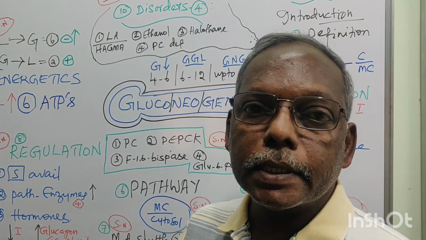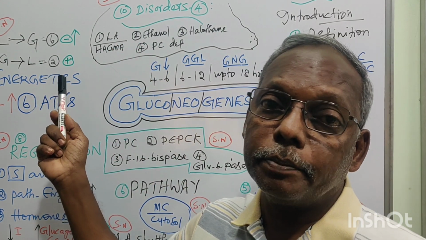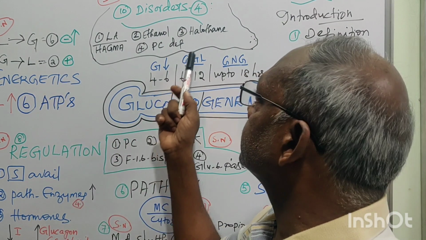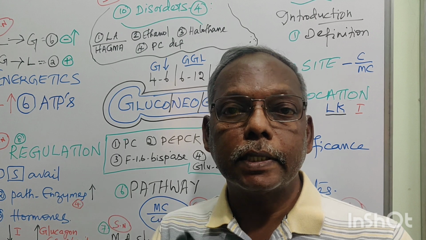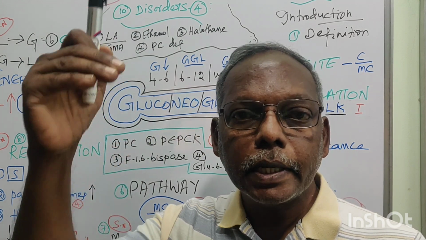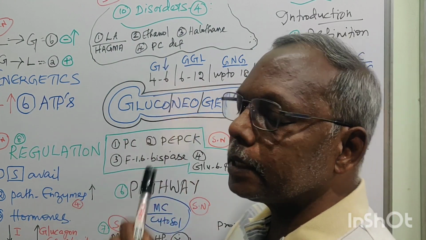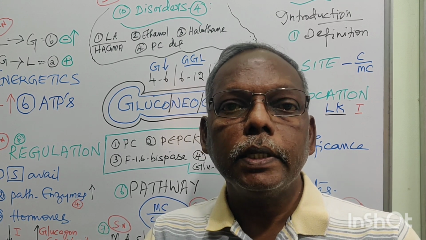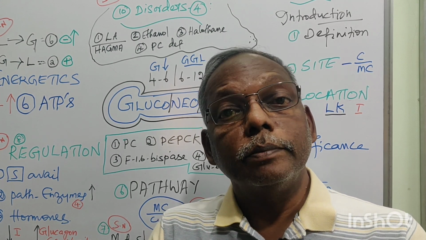That is lactic acidosis, that too high anion gap metabolic acidosis. Second one is ethanol poisoning. Third is halothane, that is an anesthetic drug. Both have inhibited the gluconeogenesis, and the last one is pyruvate carboxylase deficiency. These 4 are very, very important MCQ points.